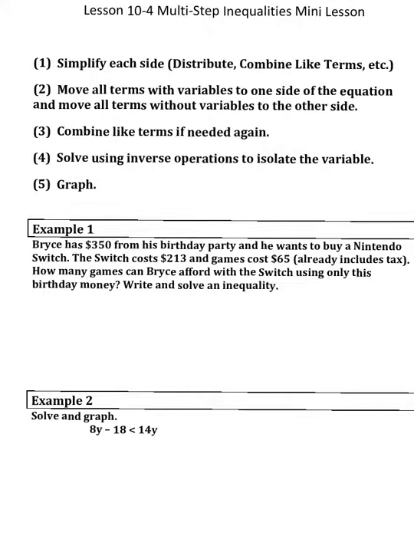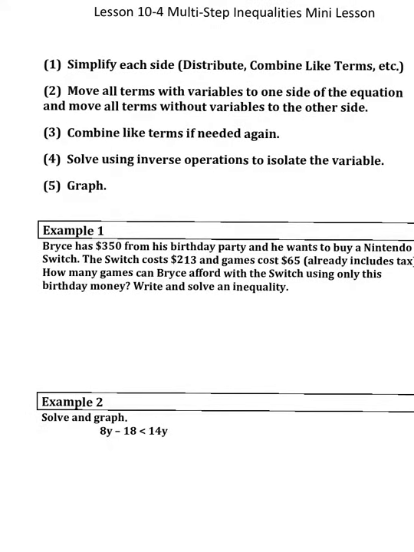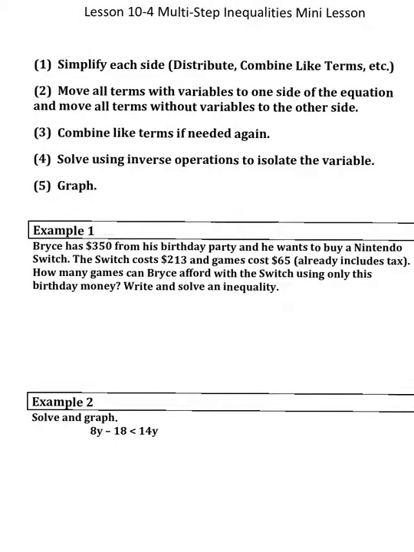Okay, so it's helpful to identify your variable. What are we solving for here? We want to know how many games Bryce can afford. So G is going to be my variable. G can stand for the number of games.